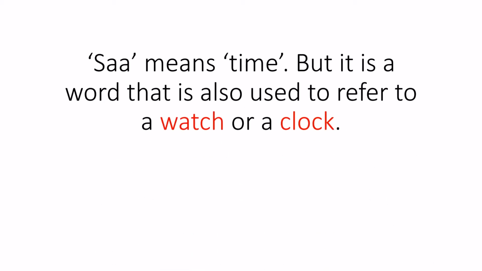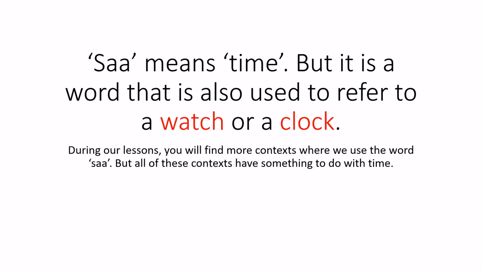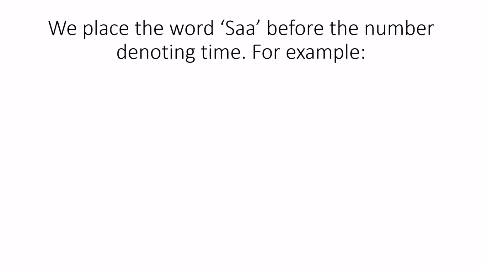Saa means time, but it is a word that is also used to refer to a watch or a clock. During our lessons, you will find more contexts where we use the word saa, but all of these contexts have something to do with time. We place the word saa before the number denoting time. For example, saa moja.